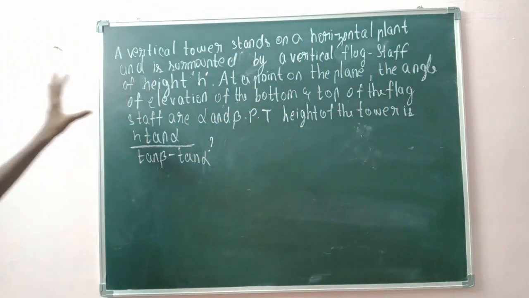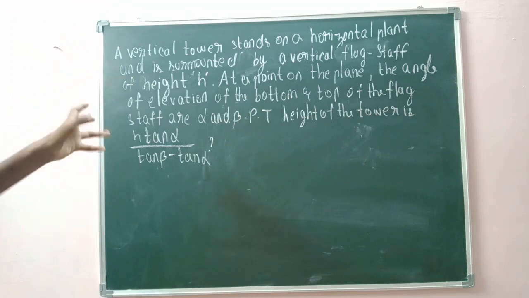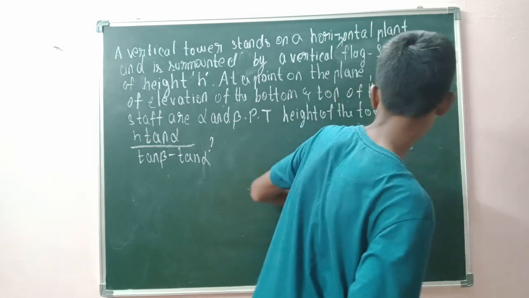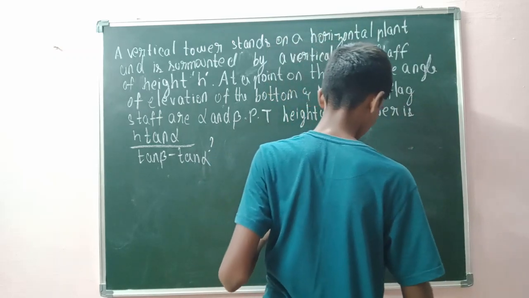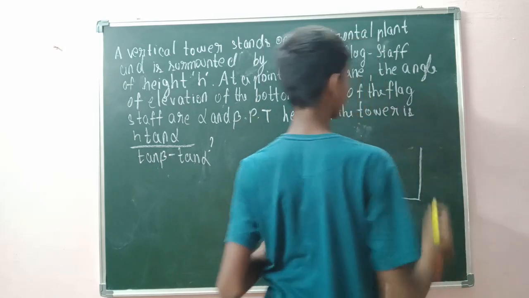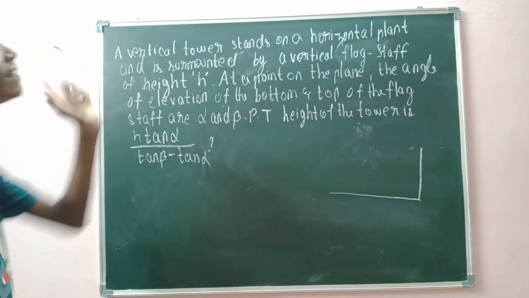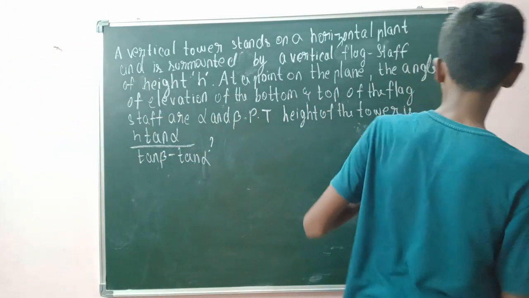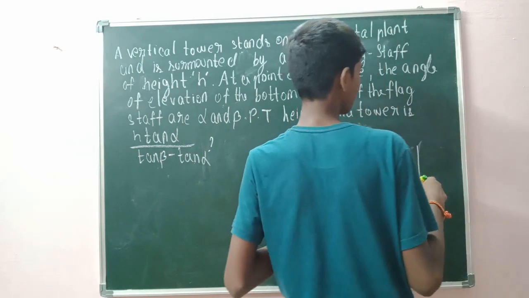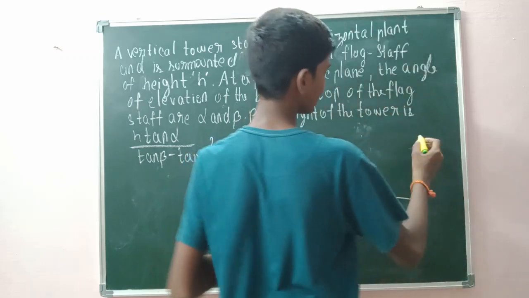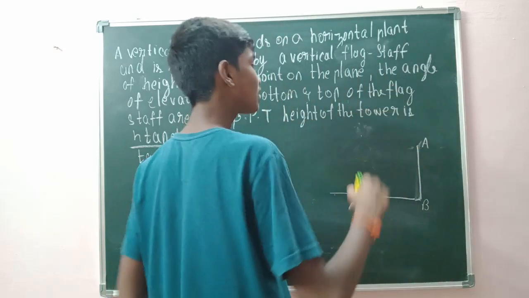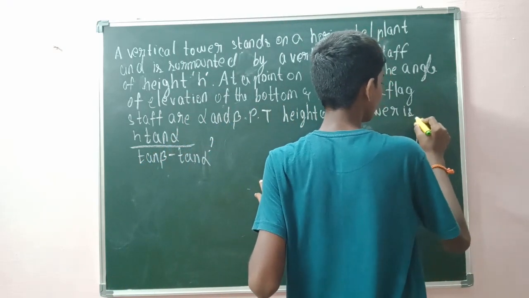Okay, wow. So just understand, a vertical tower stands on a horizontal plane. So let this be some horizontal plane, and now a vertical tower stands on it. So let this be the vertical tower. And now it is given that the vertical tower, let me take this vertical tower as AB, is itself surmounted by a flagstaff.